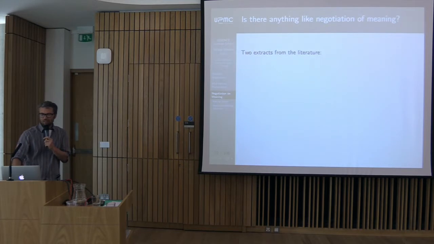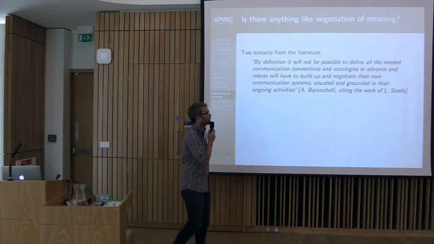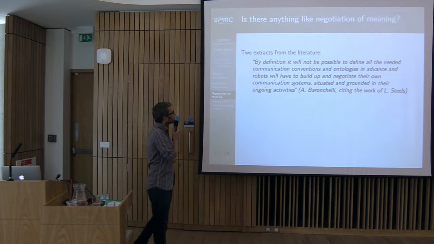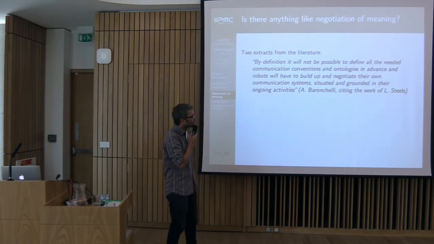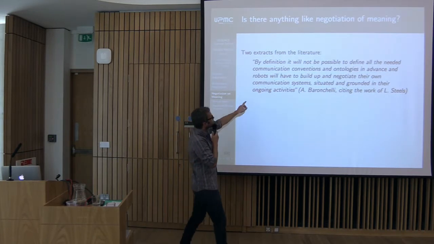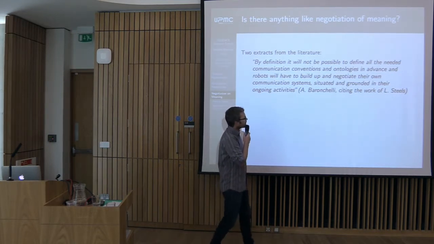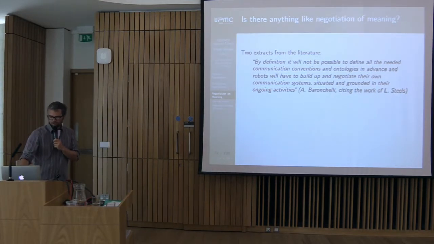So I read a bit about that, and just to give you two extracts from the literature. One is by Baronchelli, but I think citing Luc Steels, who says, by definition, it's not possible to define all the needed communication conventions and ontologies that robots will have. Robots will have to build up and negotiate their own communication systems, situated and grounded in ongoing activities. I think that's the kind of citation you may be familiar with.